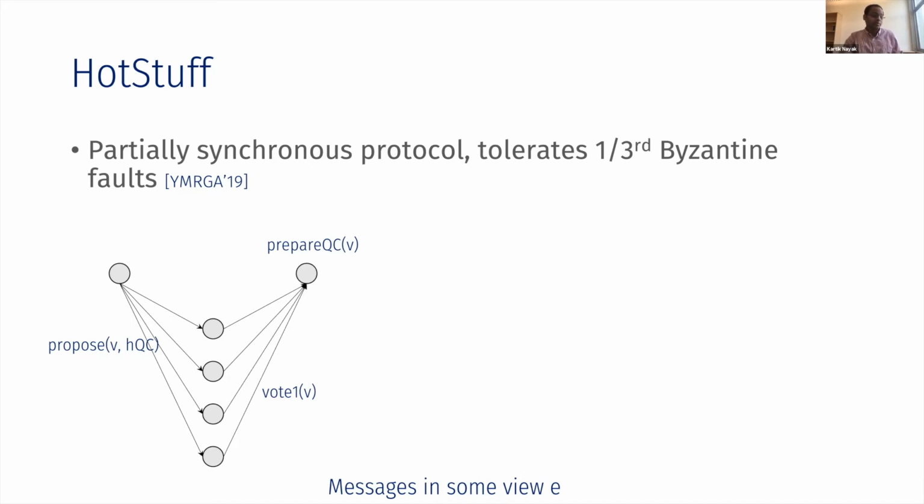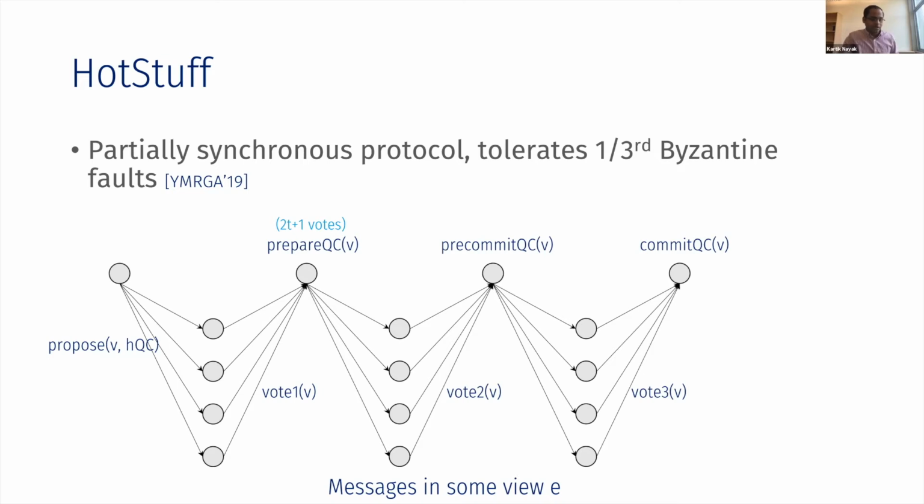If sufficiently many replicas vote, that is, if 2t plus 1 replicas vote, then we say a quorum certificate is formed. The first quorum certificate that is formed is called a prepare QC. Then the leader takes this prepare QC and shares it with the replicas again, and you have a second round of votes and a third round of votes to eventually form what is called a commit QC. On observing this commit QC, any replica can commit a value. The leader will receive this and will share it with other replicas as well, so that they can commit as well.